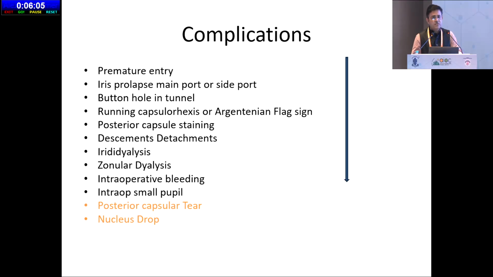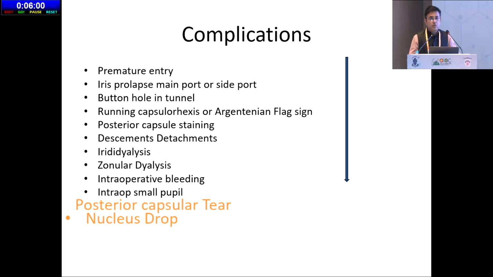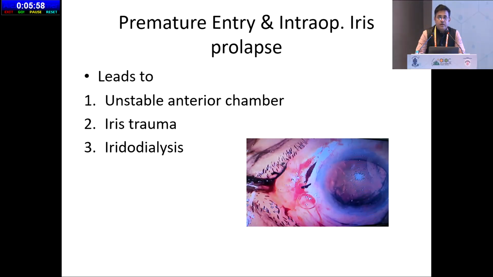So I'll be dealing with some basic complications. I won't be discussing PCR and nucleus drop because they are most often talked about in all the conferences. So first is premature entry and intraop iris prolapse. They go hand in hand. So what does it lead to? Premature entry leads to an unstable anterior chamber, iris trauma, and iridodialysis.